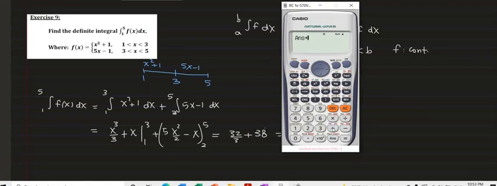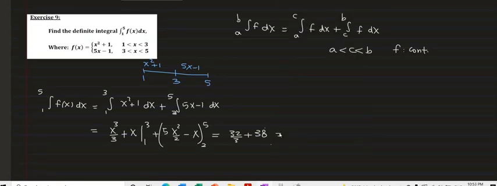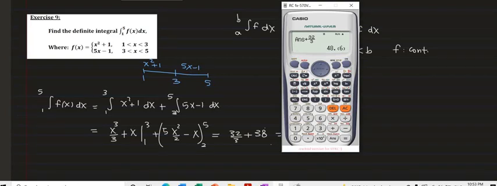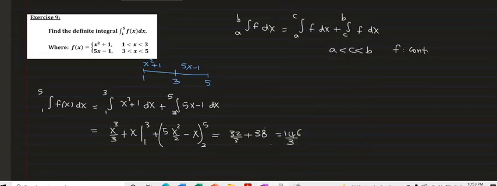And then we sum up 38 and 32 over 3, and we get 146 over 3, or in decimal form we can take up to 2 decimal places. Here it's given as 48.6. So that's the final solution.